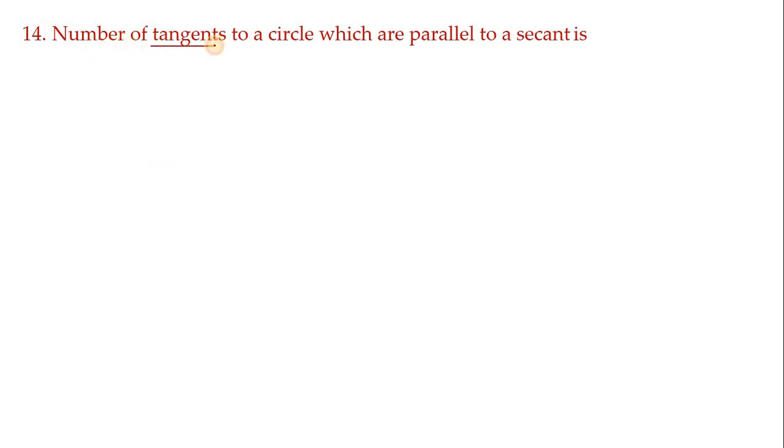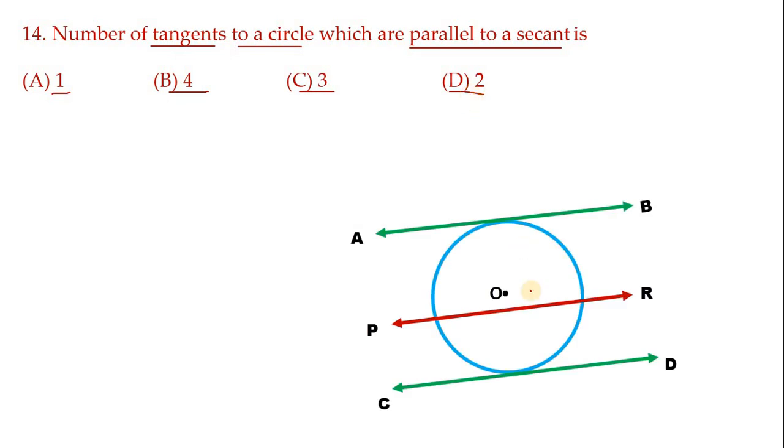Number of tangents to a circle which are parallel to a secant is 1, 4, 3, 2. So let me take a figure to make you understand. See, what we have to find here is the number of tangents to a circle which are parallel to a secant. See here I have drawn one secant, that is PR. So parallel to this secant, how many tangents can be drawn?